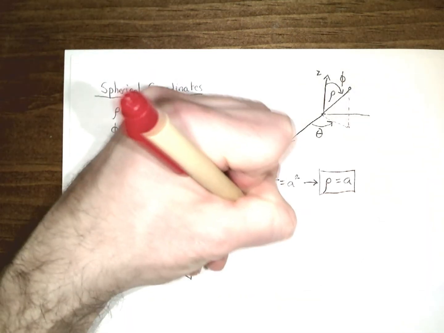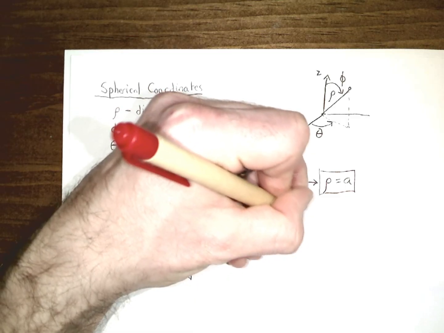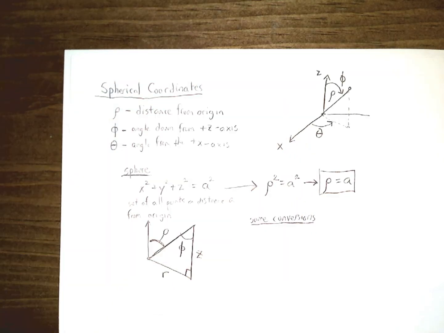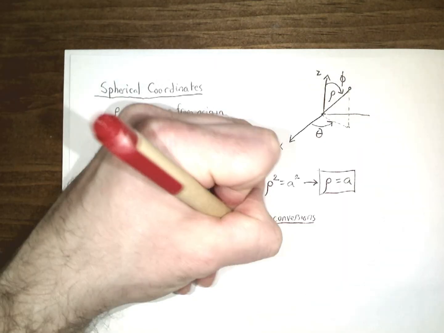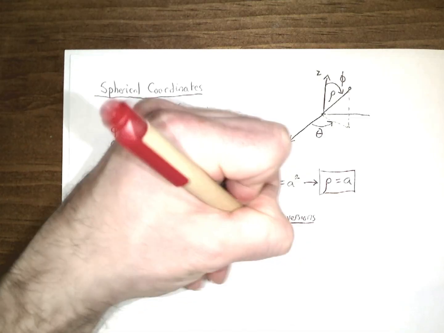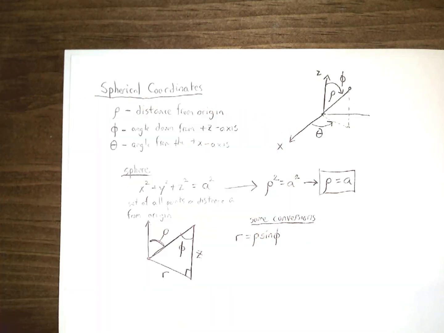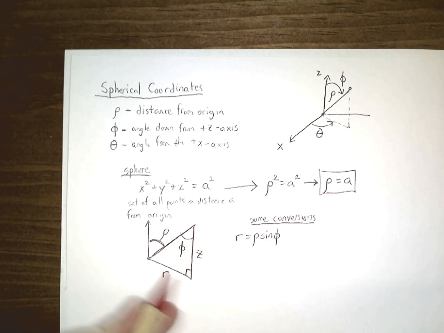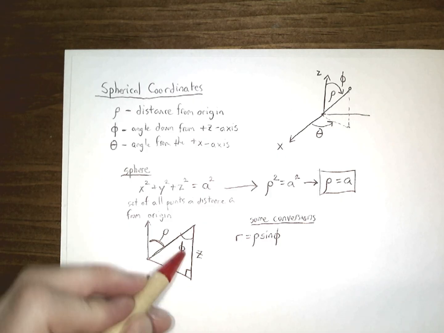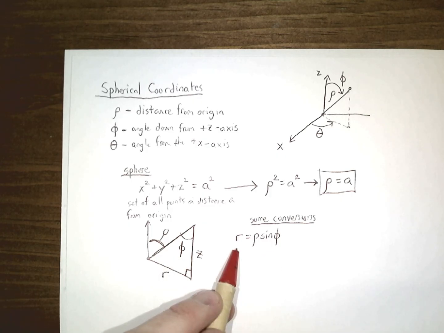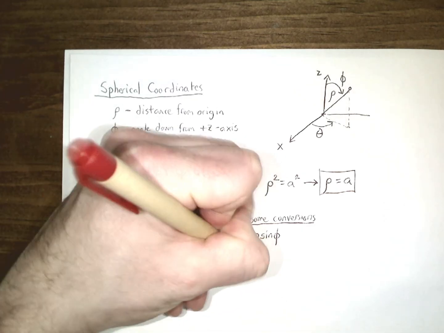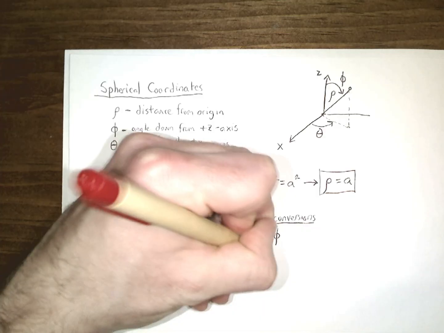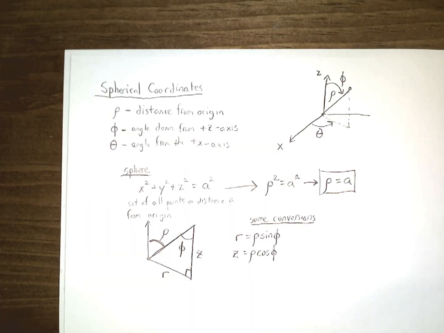So we can get some conversions. Our r from cylindrical coordinates is thus going to be rho sine phi. r represents the opposite side of that triangle. And so the natural conversion with rho as the hypotenuse is r equals rho sine phi. That means that z is the adjacent side. It's going to be rho cosine phi.